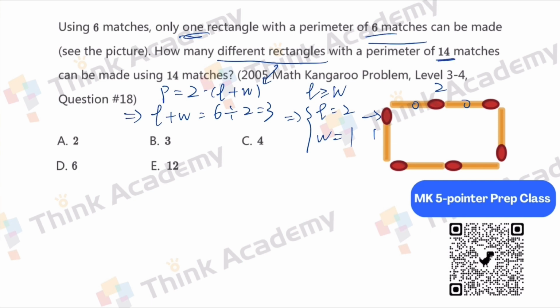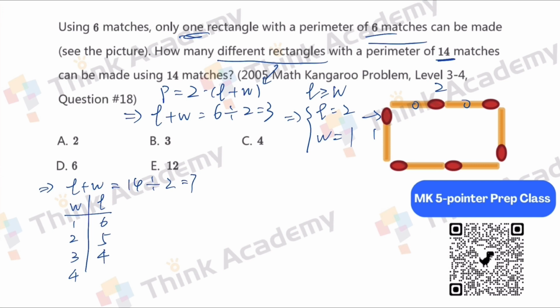And for 14 matches, we get length plus width equals 14 divided by 2, which is 7. And to find different widths and lengths, we can find if width is 1, then the length is 6. If the width is 2, then it's 5. If it's 3, then it's 4.